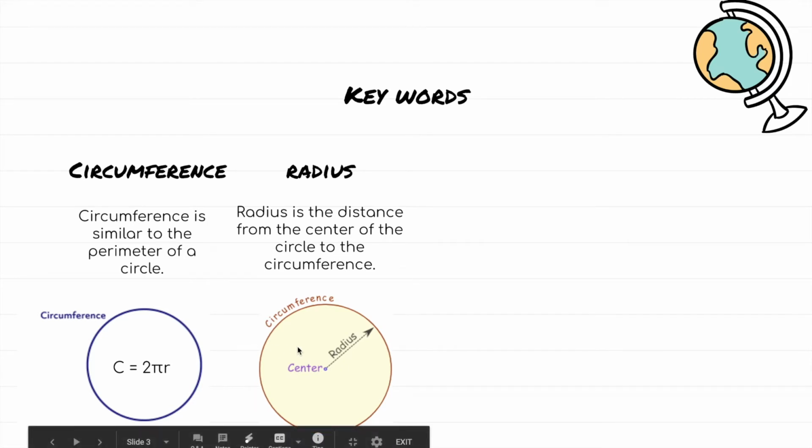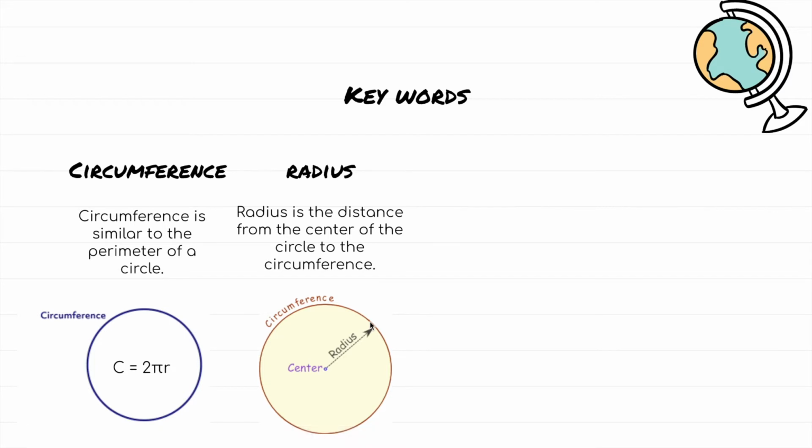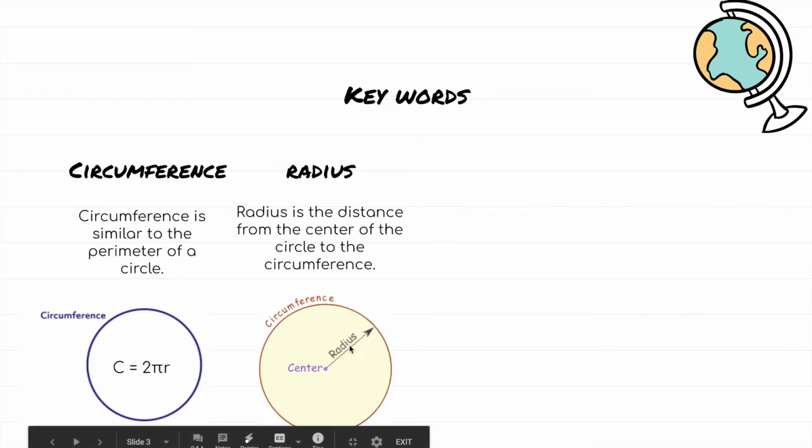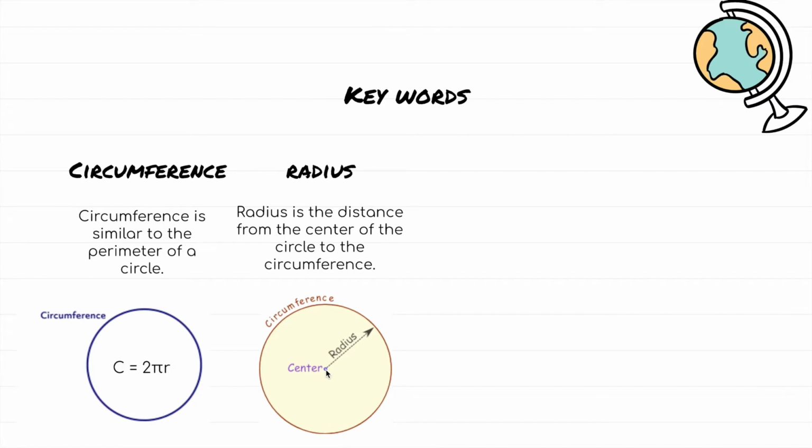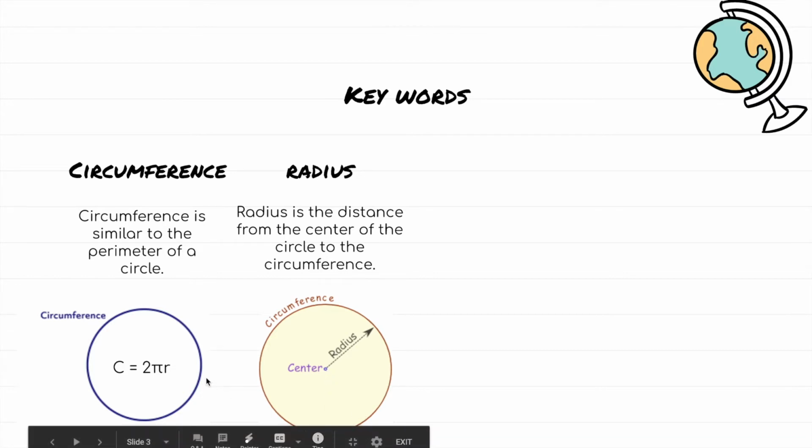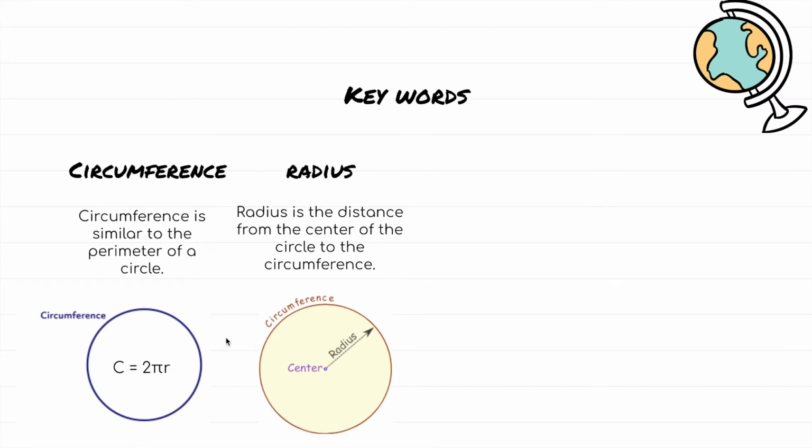Radius is the distance from the center of the circle to the circumference. So this figure shows where radius is. And it doesn't have to be at this angle all the time, of course. It can be anywhere from the center of the circle to the circumference. And radius also helps find the calculation of circumference.